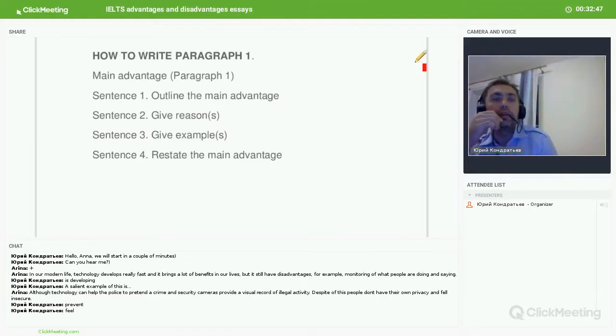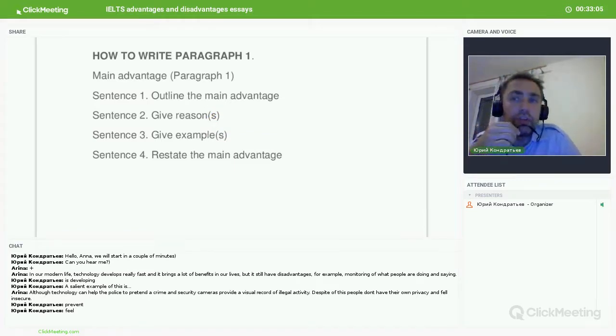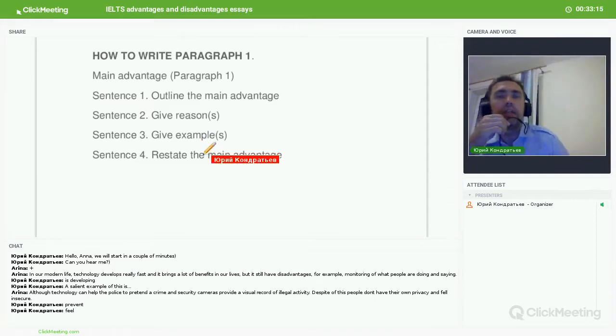So here we're going to discuss the main advantage. And first we outline the main advantage. This is the first sentence. Then we should give reasons, so we should expand this advantage, and then we try to support it with examples. The easiest way to support your idea is to provide some examples, and then it's not necessary, but there is a wrap-up sentence or a mini conclusion where you can restate the main advantage. So you sum up your paragraph. And you do it like this.